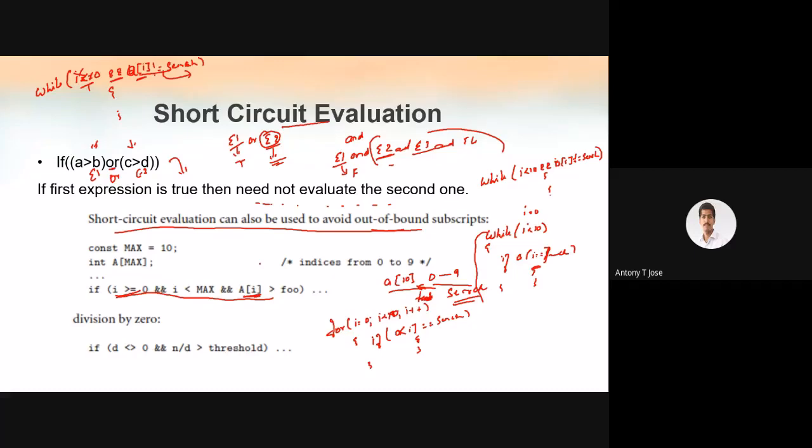Okay, so that's all about short circuit evaluation. Short circuit evaluation deals with this: if it is an OR operator and the first expression is true, then it won't go and evaluate the other expressions. Likewise, if the operator used is an AND operator, and we find that one of the expressions is false, then it would not go and execute or calculate the other expressions. Okay, so that is called short circuit.